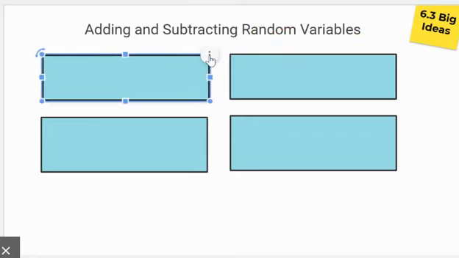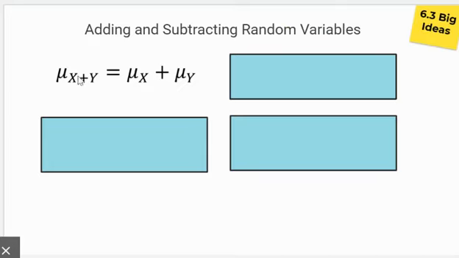The first rule is this: if we have two variables, x and y, and we want to combine them together, we want to add them together. We want to find the mean of the sum of those two variables. Well, it's really pretty simple. You take the mean of x and you add it to the mean of y. That's pretty easy. That's what it comes down to.